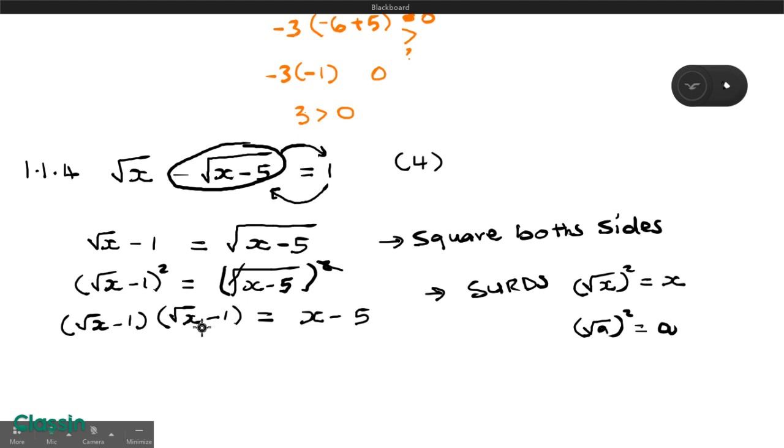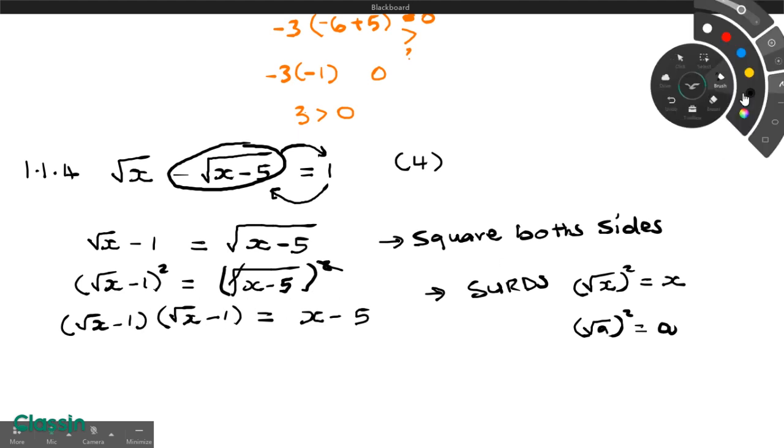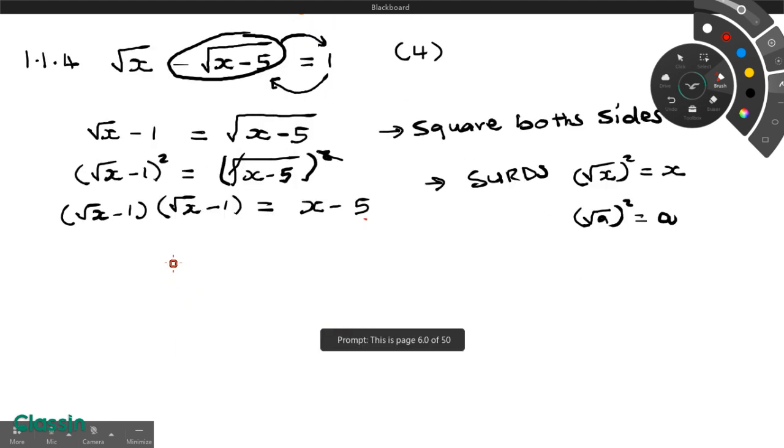Now, let's multiply. Remember I said earlier on that when you have two brackets, you're going to use what you call the FOIL method. So now, we have square root multiplied by square root. Okay, we go back to the sets again. Root of x multiplied by root of x is the same as x.